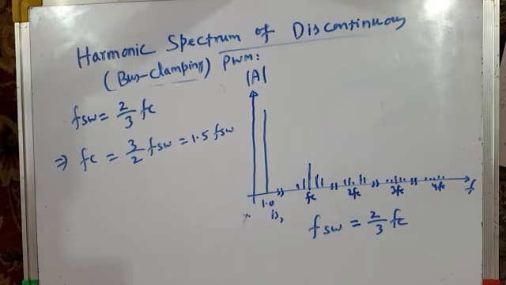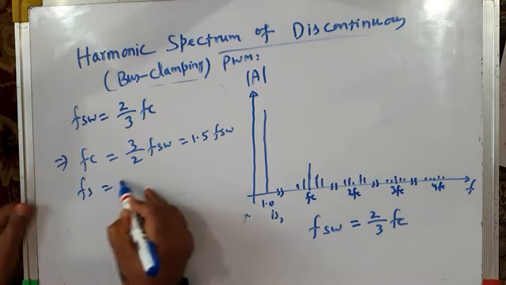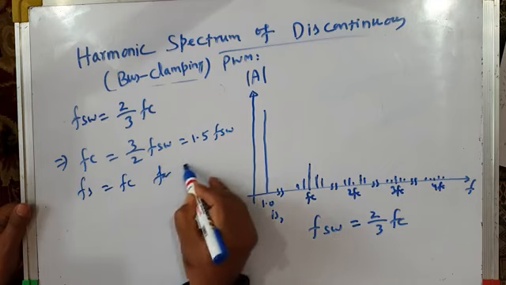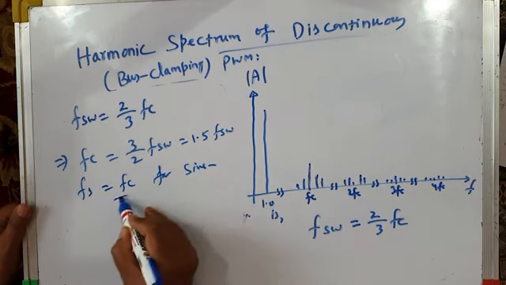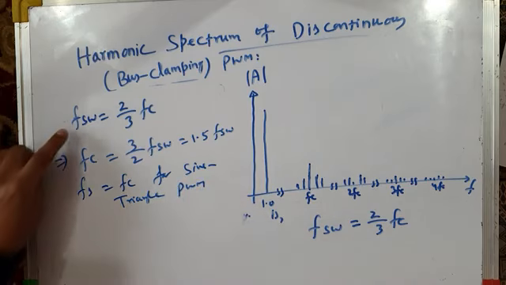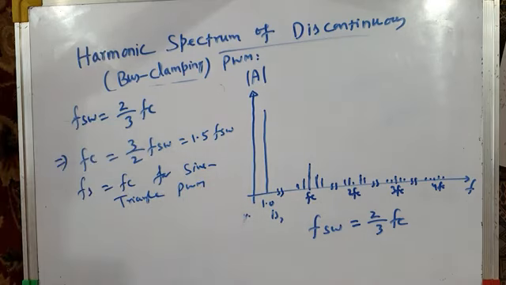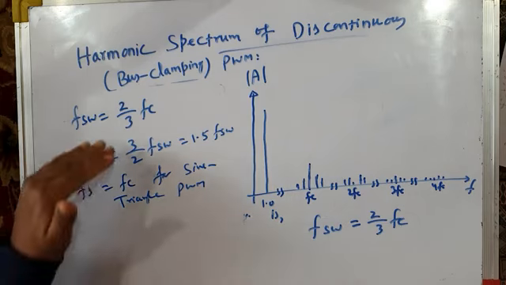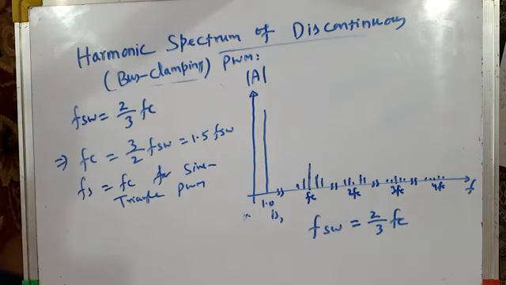So if you increase the carrier frequency, I will write here: switching frequency is equal to carrier frequency for sine triangle PWM, whereas effective switching frequency is only 2/3 FC for bus clamping or discontinuous PWM.